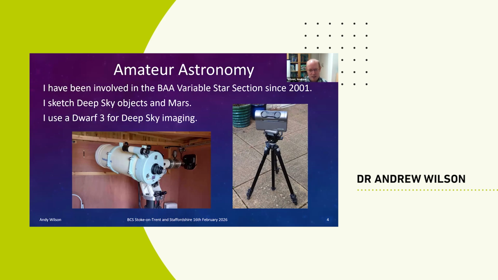I also have a smart telescope, and I'll be talking a bit more about those later. That's this one to the right. That's what's called a Dwarf 3, and they're very good for deep sky imaging. So that's the clusters, nebulae, and galaxies.